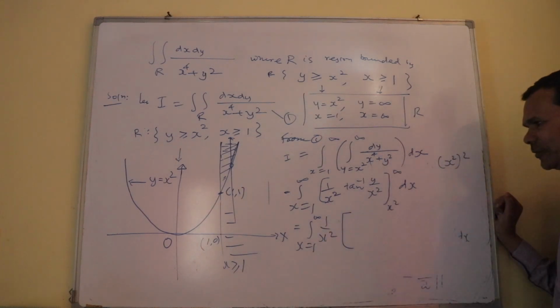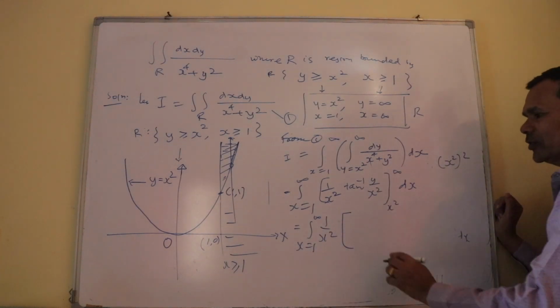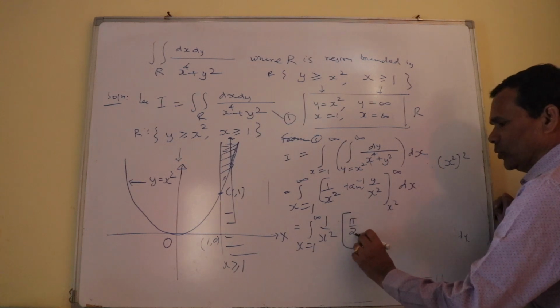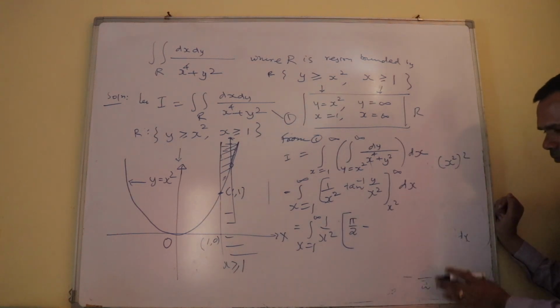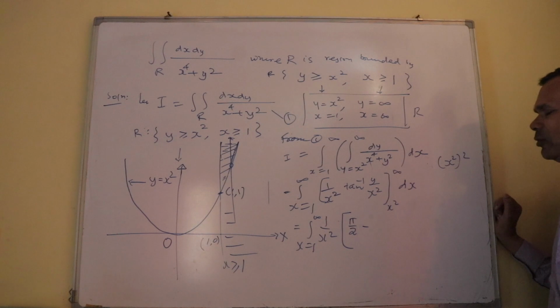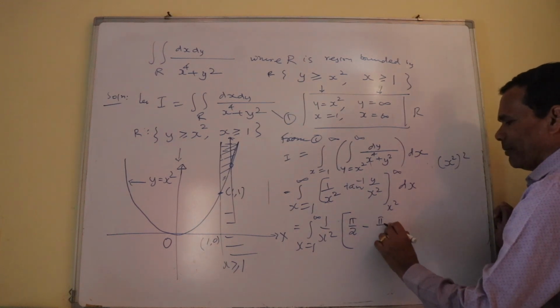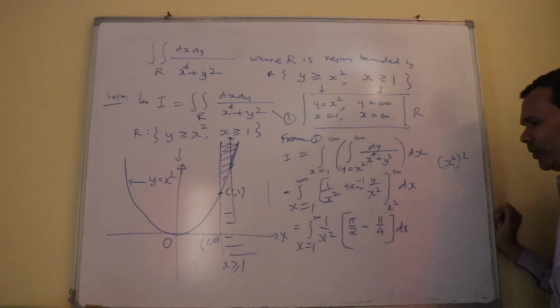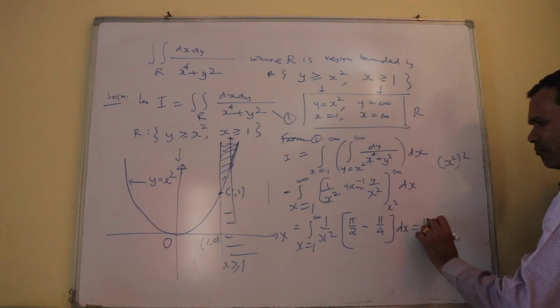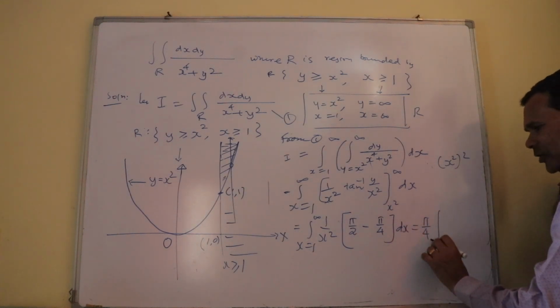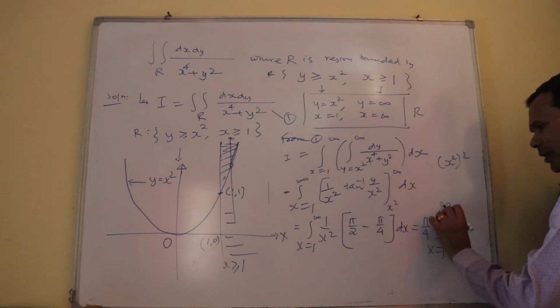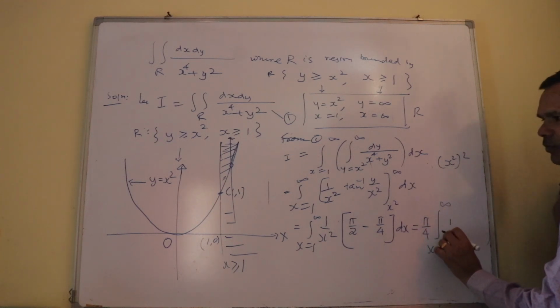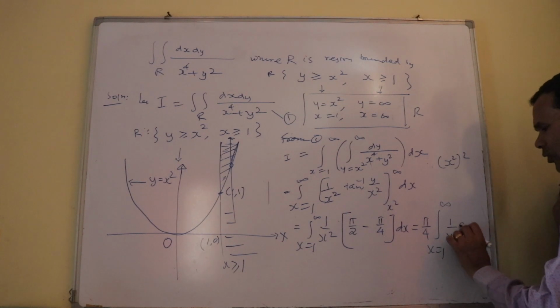I apply the limits, upper limit tan inverse infinity is pi by 2, minus tan inverse of 1, it is pi by 4. So into dx, so pi by 2 minus pi by 4, it is pi by 4, limits 1 to infinity, this is 1 upon x square into dx.